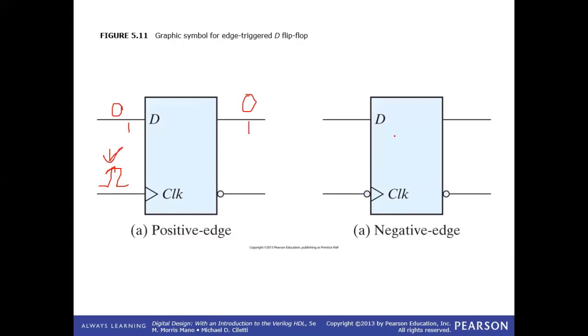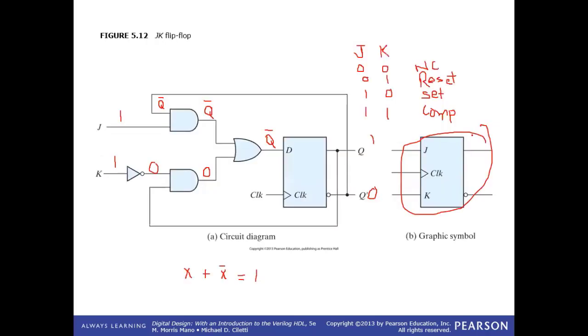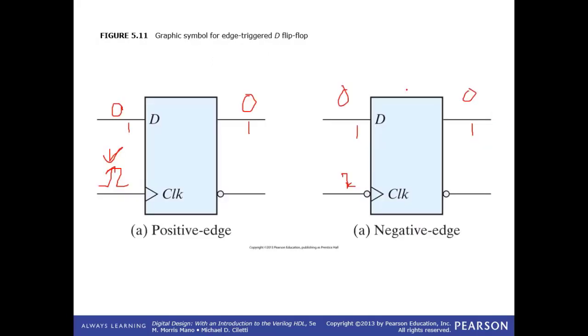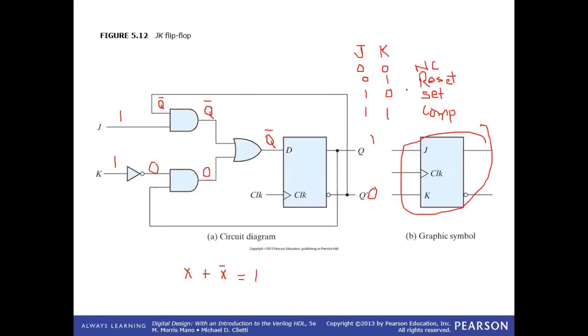Similarly, the opposite happens at the negative edge triggered flip-flop, where only a 1 to 0 transition at the clock will transfer the D to the output. If it's 0, the output would be 0. If it's 1, the output would be 1. Then the D flip-flop looked like this, which was made from an S-R latch. Then from this D flip-flop, we have been able to make a JK flip-flop.